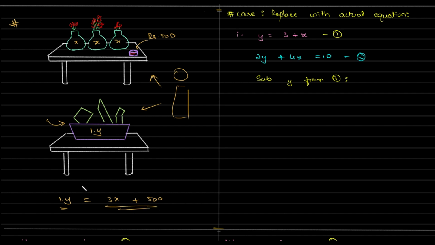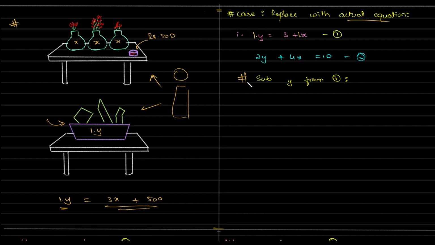You can do that wherever you want. So that's the idea. And let's look at that idea. So I have a case wherein we're dealing with actual equations. The first equation is y is equal to 3 plus x. In both these places, it is 1y and 1x. By default, if there's no number, it's 1. And the other one is 2y plus 4x is equal to 10.